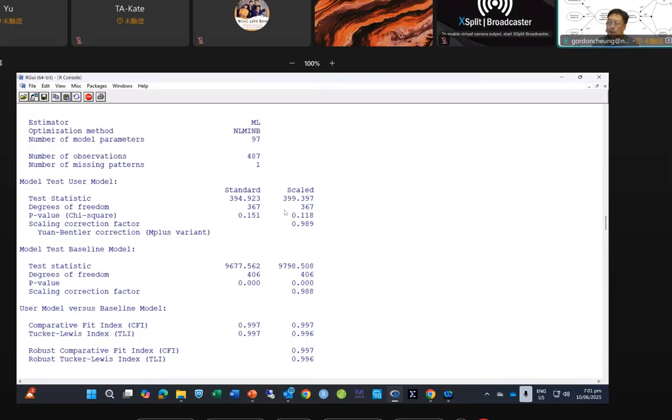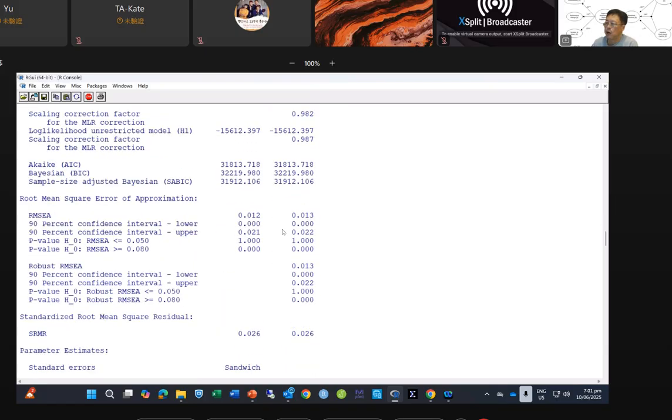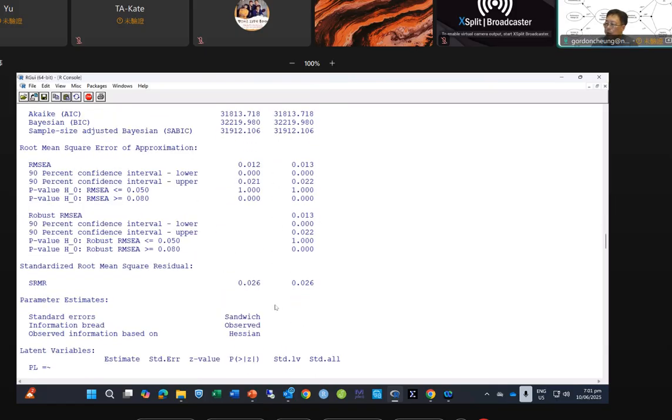Fit indices: 360 degrees of freedom, chi-square equals 399. CFI 0.997, RMSEA 0.013, and SRMR 0.026. So first, read the fit indices, and it shows that the fit indices indicate our model fits the data well.